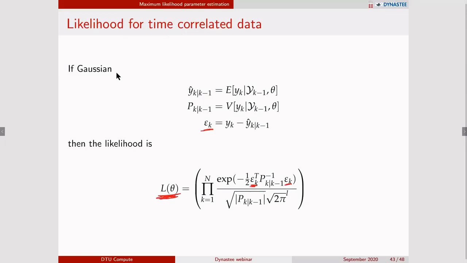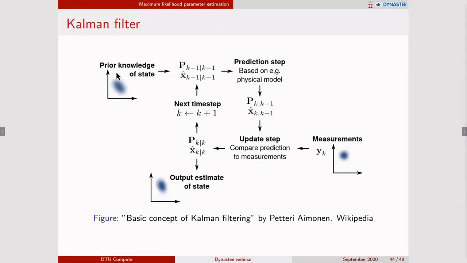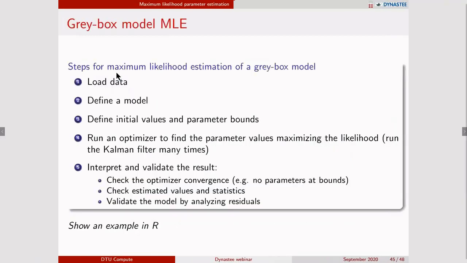All right, that was very fast. And how do we calculate these for these continuous time models? Well, we use the Kalman filter. I won't go into details of this, we could spend a whole hour on that. But the Kalman filter is exactly what we need to solve these state space models and to calculate the predictions.